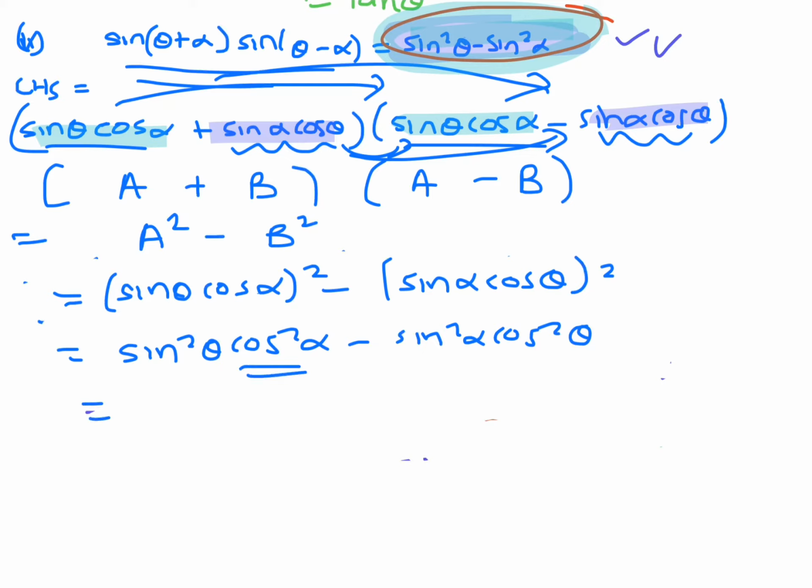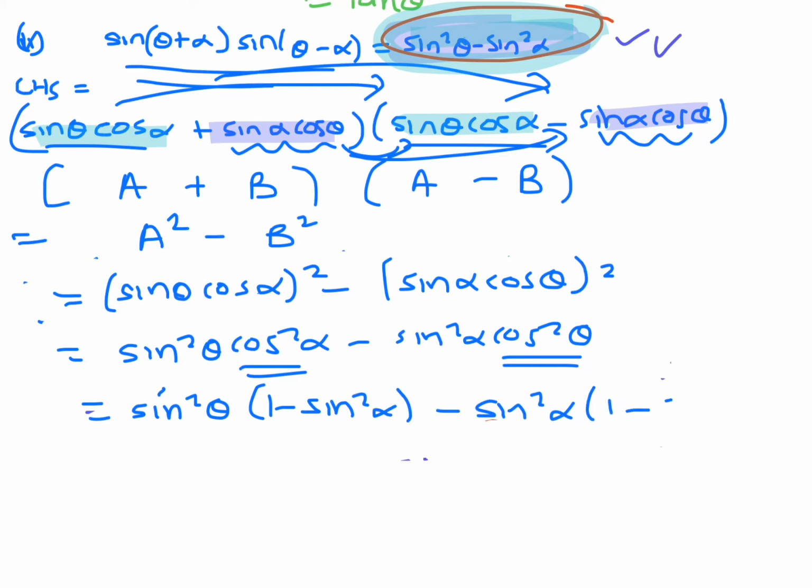So that means that you want no coses. So you want to get rid of the cos squared alpha and this cos squared theta. So you want to make them sine. So in order to do that, you replace it with 1 minus sine squared alpha. And this one here, you replace with 1 minus sine squared theta.